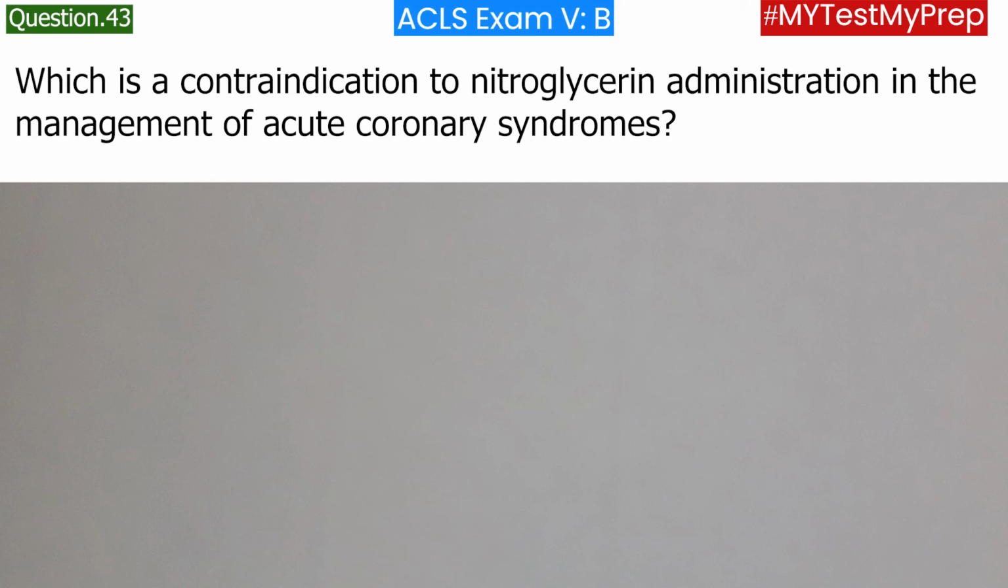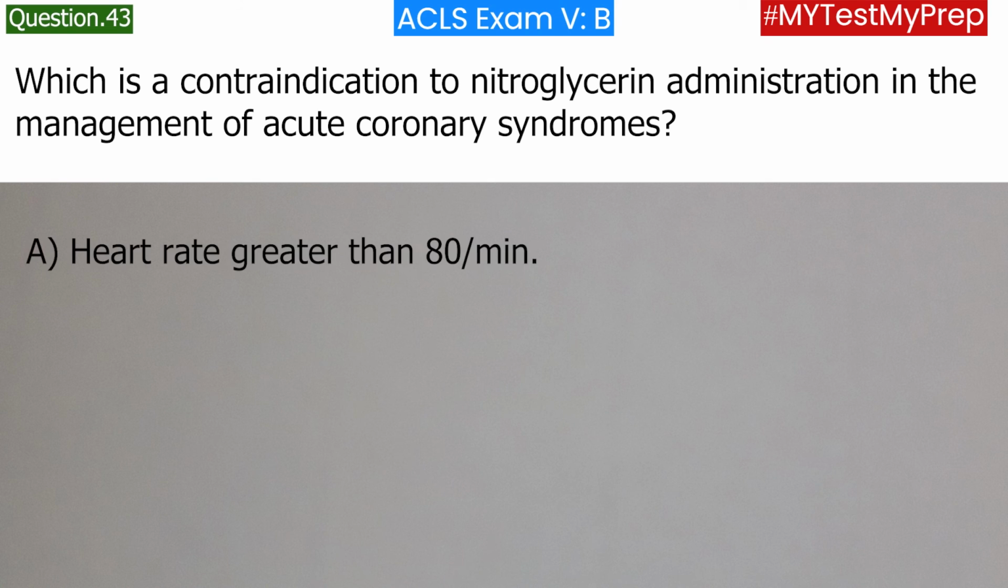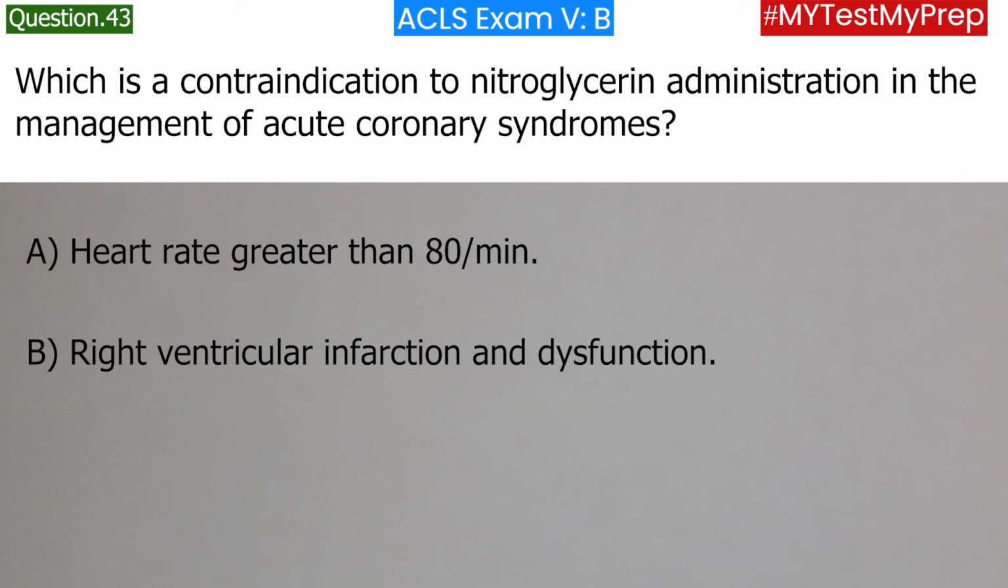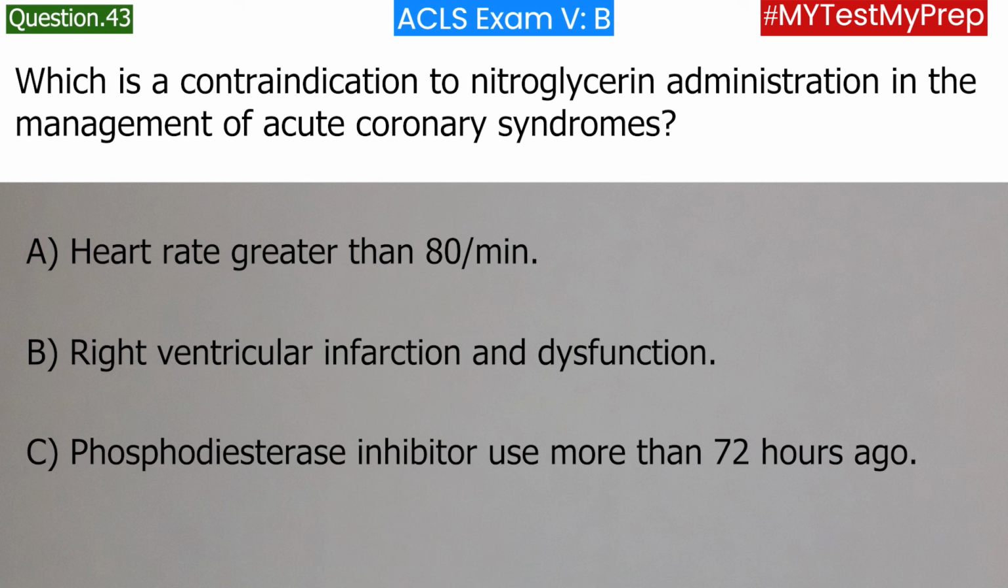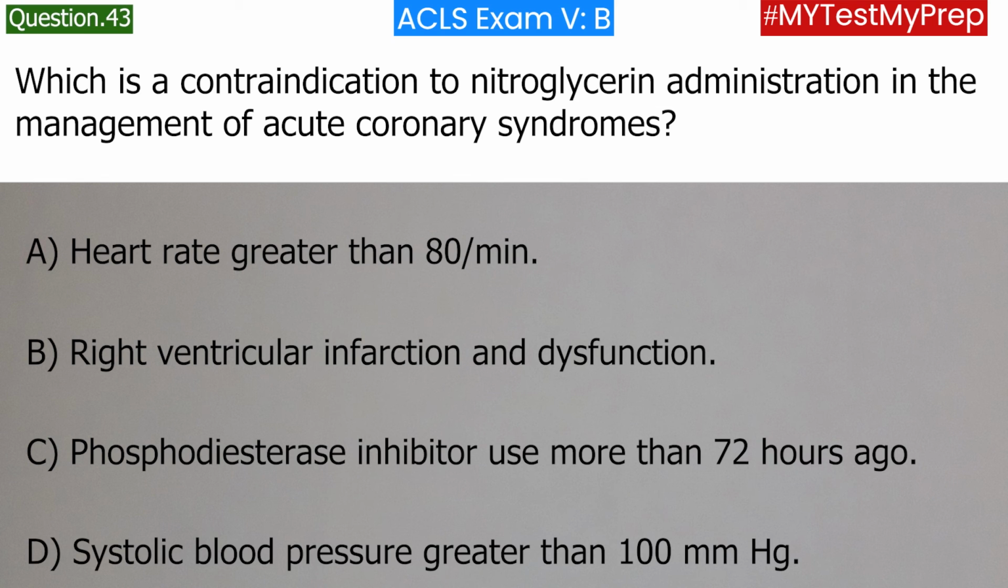Which is a contraindication to nitroglycerin administration in the management of acute coronary syndromes? A. Heart rate greater than 80 per minute. B. Right ventricular infarction and dysfunction. C. Phosphodiesterase inhibitor use more than 72 hours ago. D. Systolic blood pressure greater than 100 mm of mercury. Answer: B. Right ventricular infarction and dysfunction.